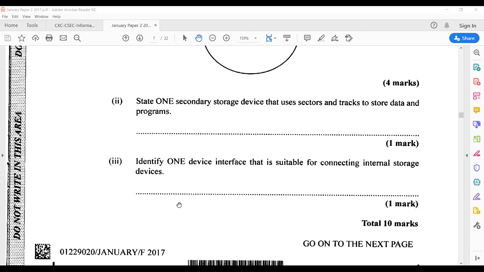Identify one device interface that is suitable for connecting internal storage devices. So what is an interface on a device that is suitable for connecting internal storage devices? So first of all, internal means it's within your computer, right? It's not going to be something external, so not USB, because that's external. We just discussed an interface in one of the questions earlier. And that's an example of an internal interface. Anybody remembers?